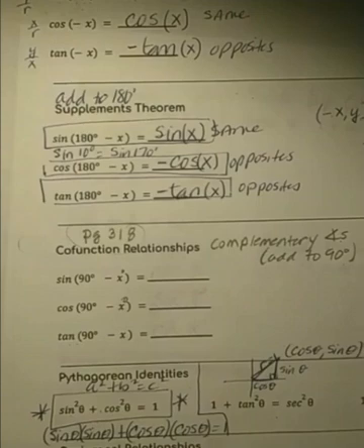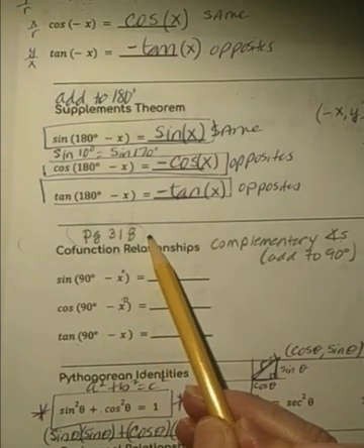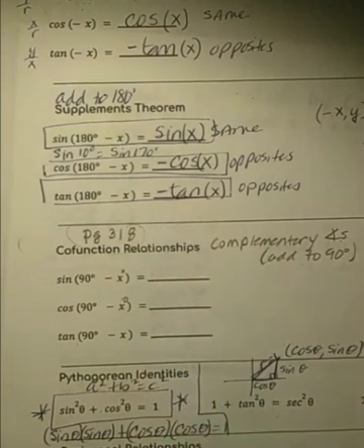Okay, let's talk about the cofunction relationships. On page 318 of your textbook, there's a great explanation of what cofunctions are. There's a lot to remember in trig. There's the inverse sine, inverse cosine, inverse tangent. Those give you angle measures. Then there's the reciprocal of the sine function, and the reciprocal of the cosine, and the reciprocal of the tangent. That's going to give you cosecant, secant, and cotangent.